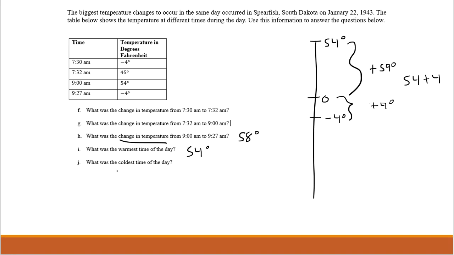And then the last two questions, what was the warmest time of the day and that would be 54 degrees. And then what was the coldest time of the day? And that would actually be a tie, 7:30 and 9:27. Okay, so now I want you to go ahead and move on to completing your integers b in ALEKS.